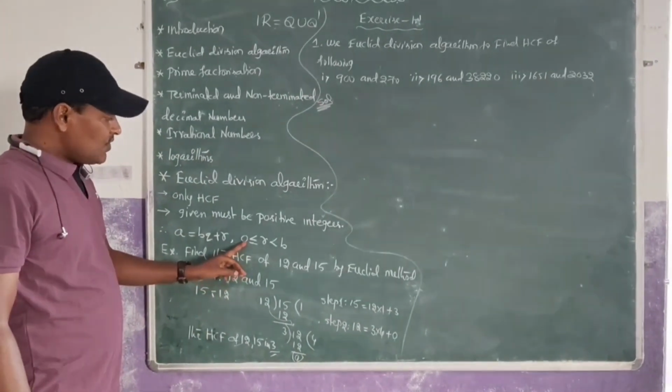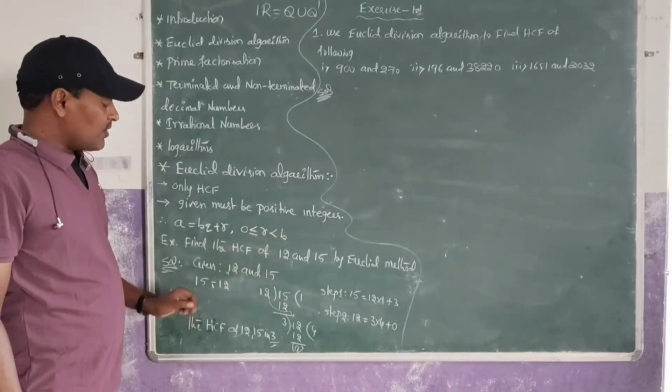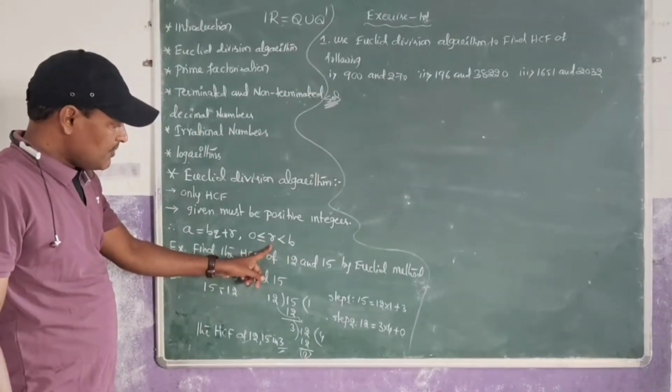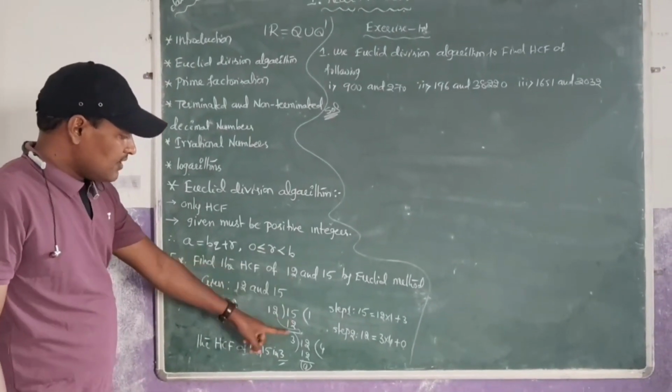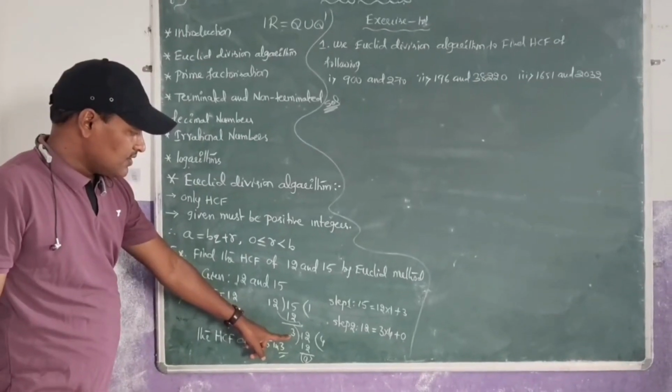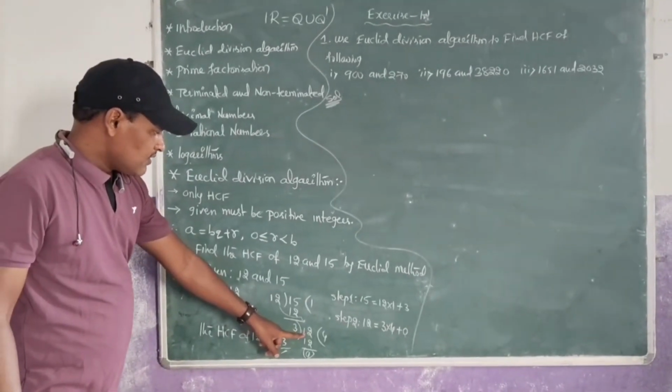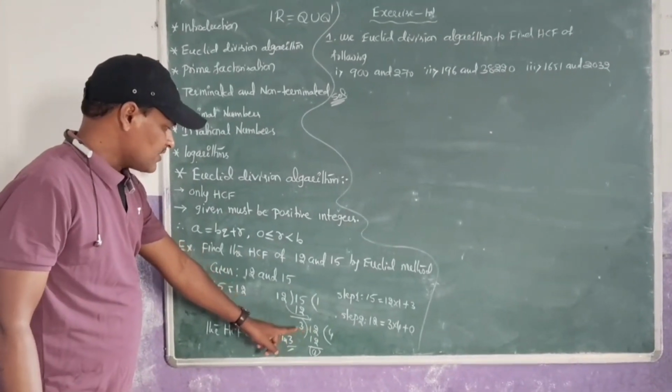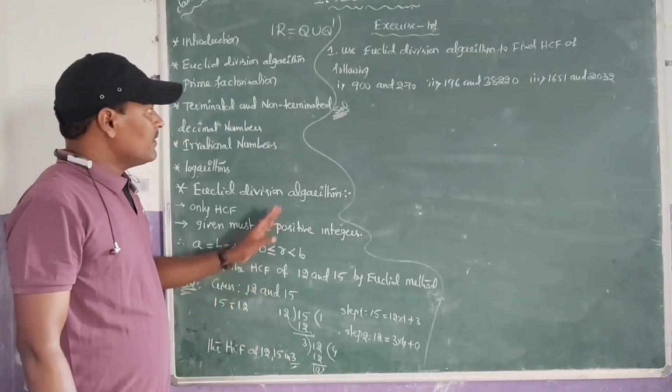Here R satisfies 0 less than or equal to R less than B. R means remainder. For example, here B is 3, here 12. A is equal to BQ plus R. Right, here 3, 4 are 12.